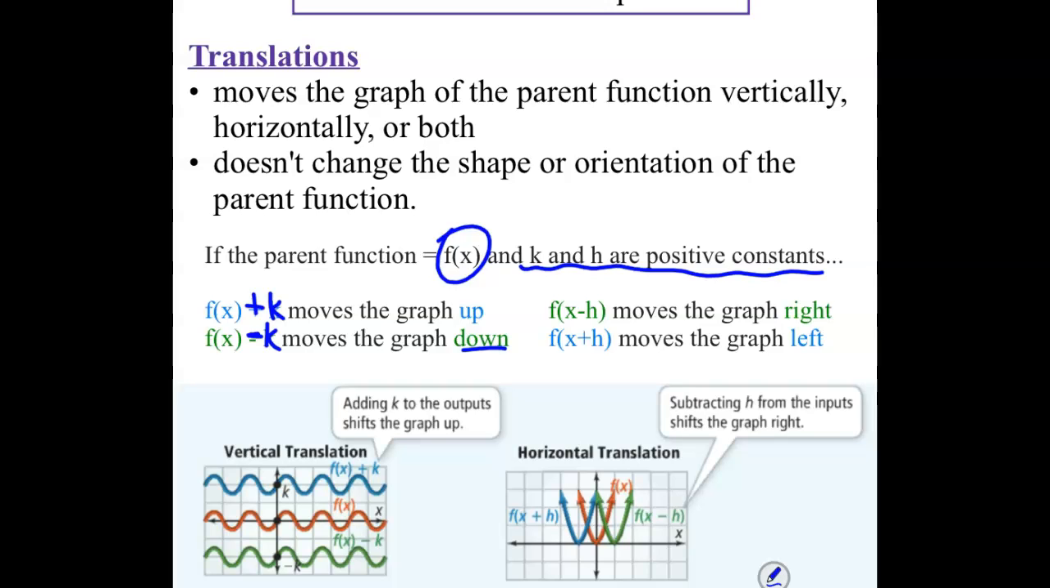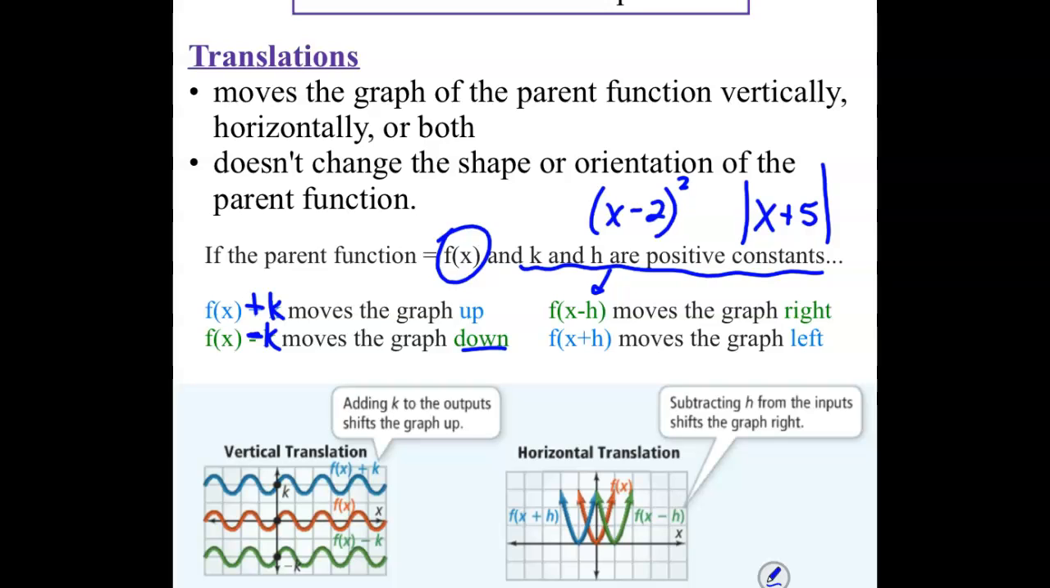If the constant is inside the function, so it's inside the parentheses with x, that might look like x minus 2 squared, or the absolute value of x plus 5. It's inside whatever the function is, whether it's squaring, taking the absolute value, whatever. If it's inside, then it's a left-right move.